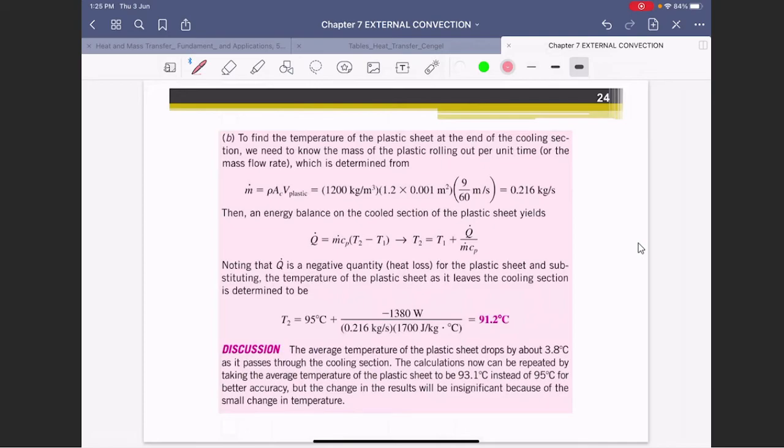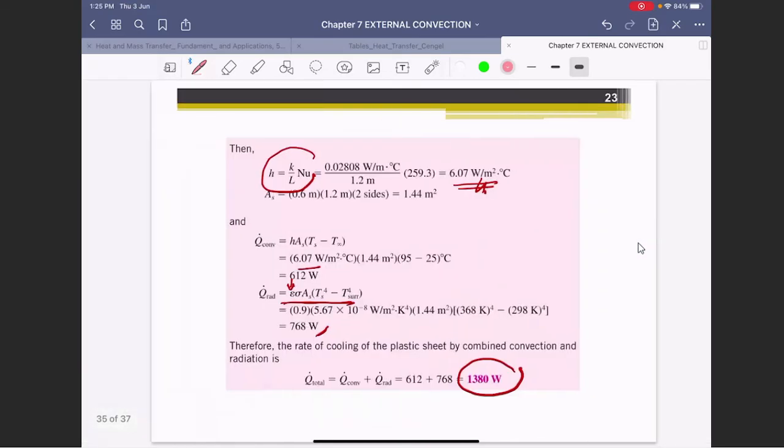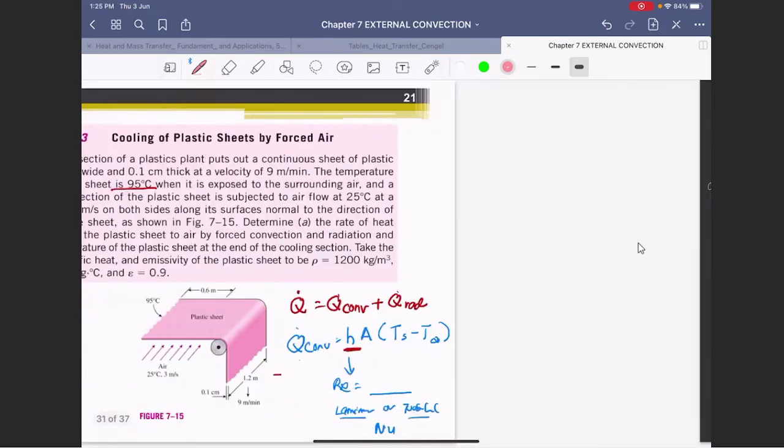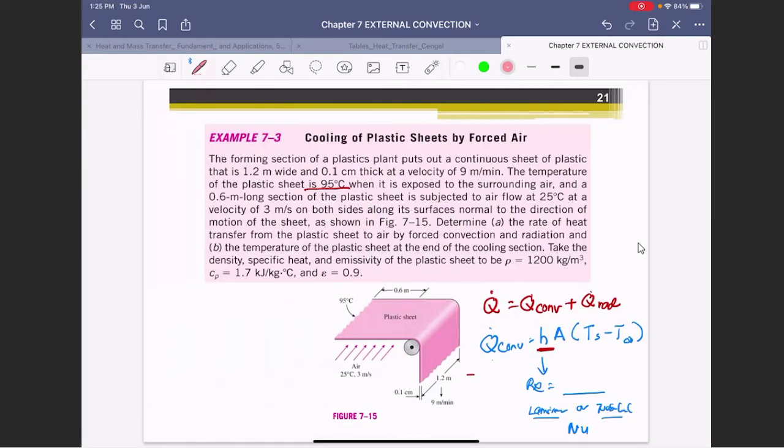Okay. Now, this is the last part of this chapter. To find the temperature of the plastic sheet at the end of the cooling section, we need to know the mass of the plastic rolling out per unit time, which is determined from the original question. Sekejap, saya tengah fikir. Okay, this is your sheet, the very long sheet.